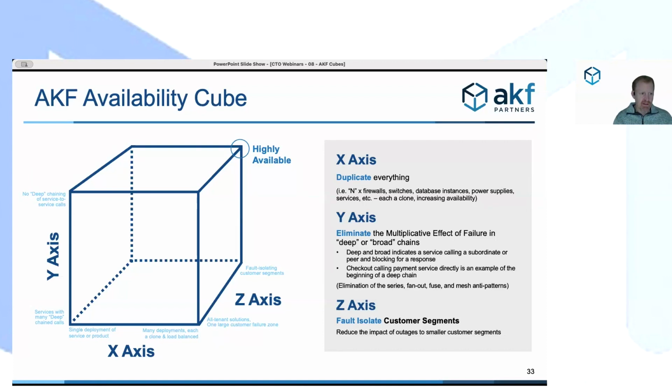Y, you're eliminating those broad and deep call chains, and Z is splitting out those customer segments to reduce the blast radius. So again, think of this. This is where the cube concept is helpful, thinking in 3 dimensions visually. On the X axis, you've reduced it by whatever that particular axis is. Y, if you've cut it into 2, you've already reduced your blast radius in 2. Z, if you cut it into 2, you've also done that.